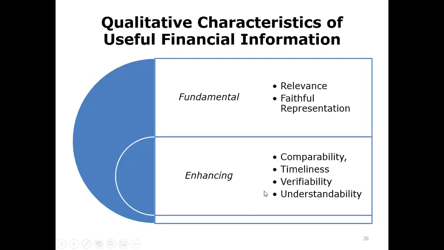Right. Now let's move on to the second important aspect. It's about the qualitative characteristics of useful financial information. Now we agree on the objective of financial reporting. Then we mentioned that we want to provide useful financial information to the users of financial statements or the capital providers. Then how can a particular piece of information that we provide be useful?